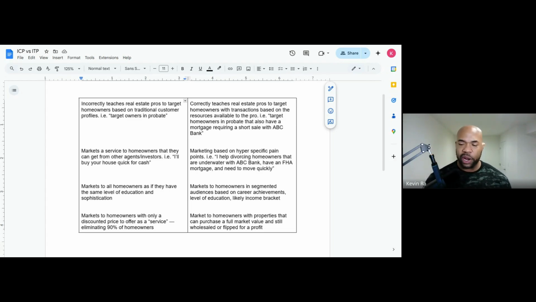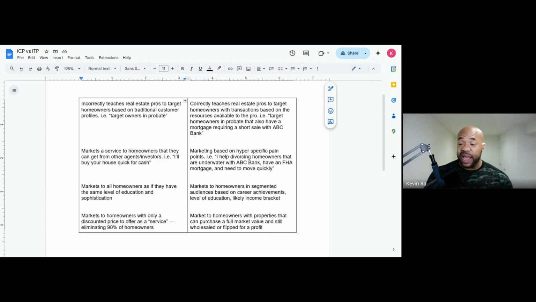One can have a mortgage with a bank that is very, very short sale friendly, and another with a bank that is not short sale friendly. So on the surface, if I'm just targeting people in probate, those two transactions look the same. And those systems teach you, oh, go ahead and market to both of those people. Well, only one of them has a chance of closing, right?